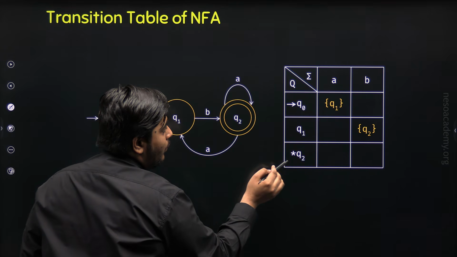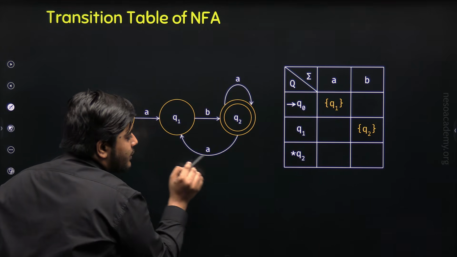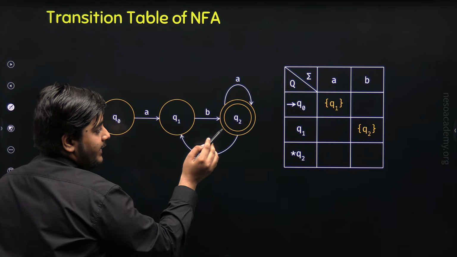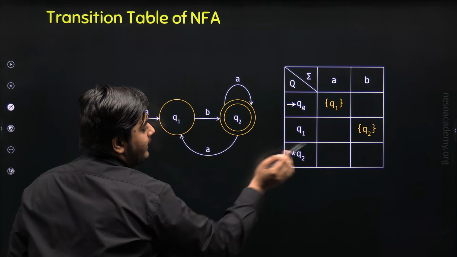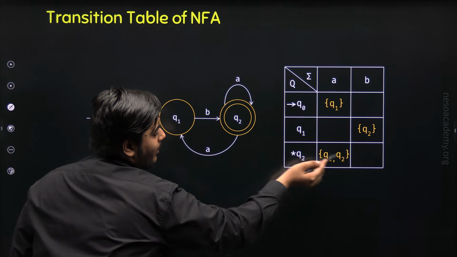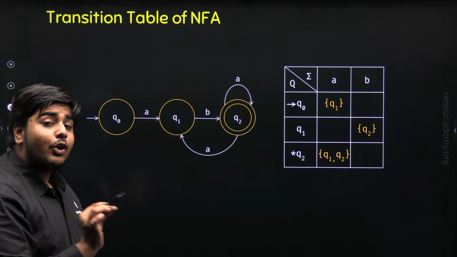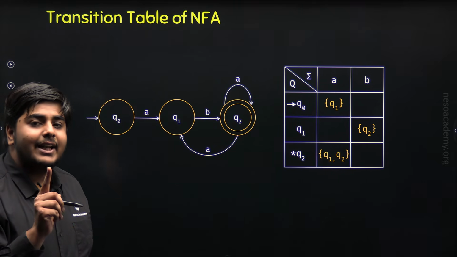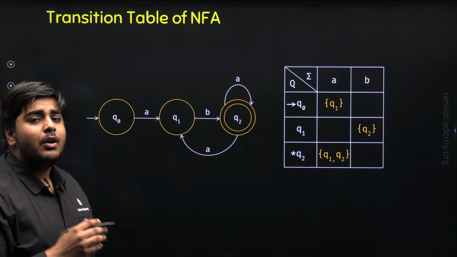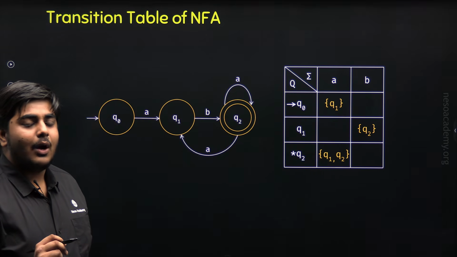For the state Q2, we have two transitions for the input symbol A. So the next states are Q1 as well as Q2. So we will write the next states as Q1, Q2. This was also not allowed in case of DFA because in case of DFA, we only have one next state. But in NFA, more than one next state is also allowed.